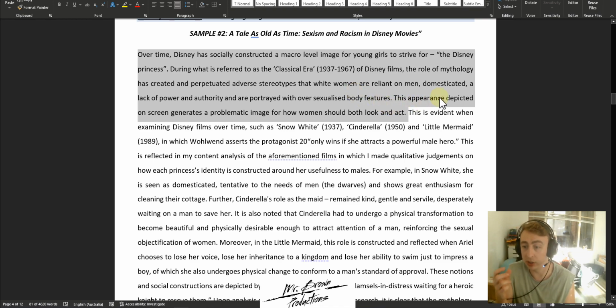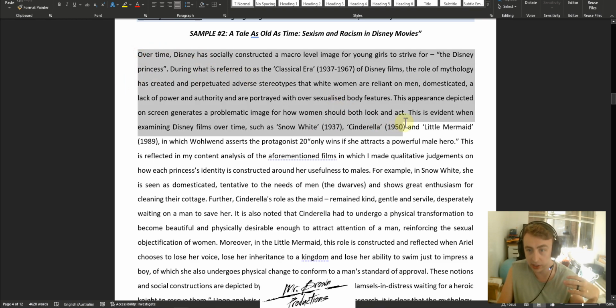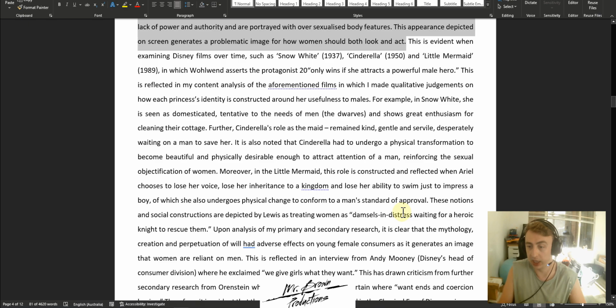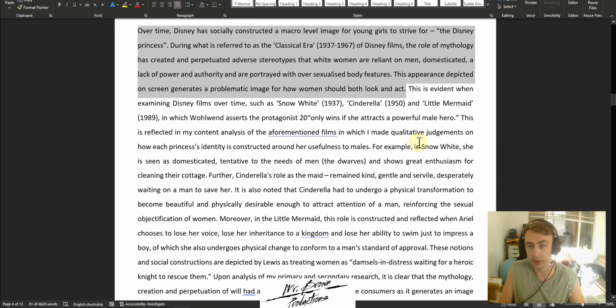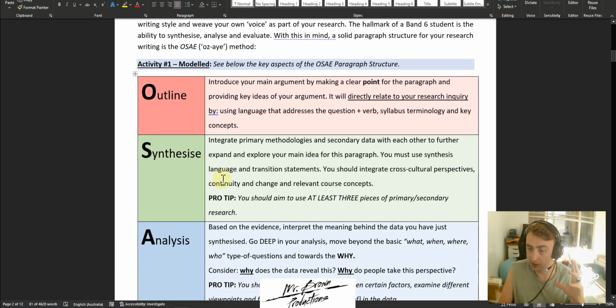So the clear point of this paragraph is very much established, the idea that Disney has socially constructed what women should look like, okay, through this concept of a Disney princess, okay? So as I read further into this paragraph, I should start to see that idea become more fleshed out, okay? So highlight that red, we'll go back up and read what we do next. So that's your outline statement, right?